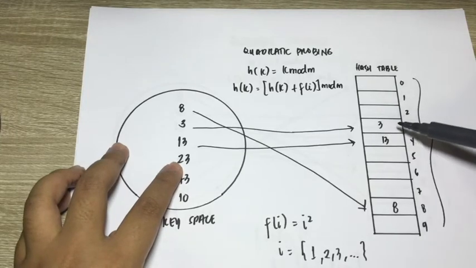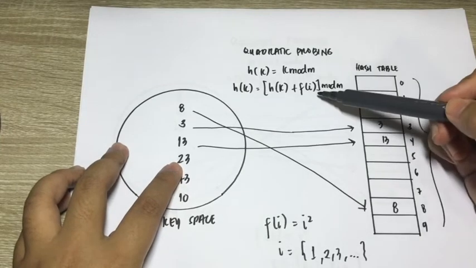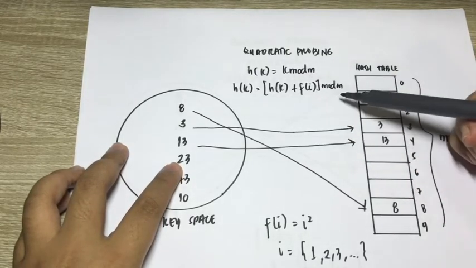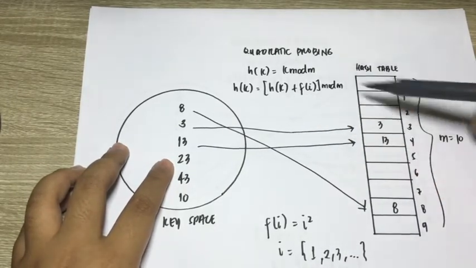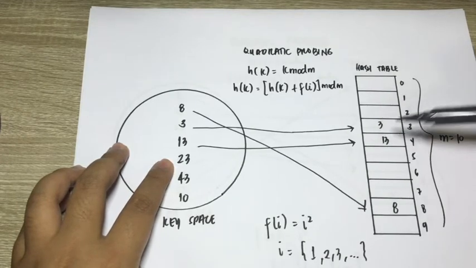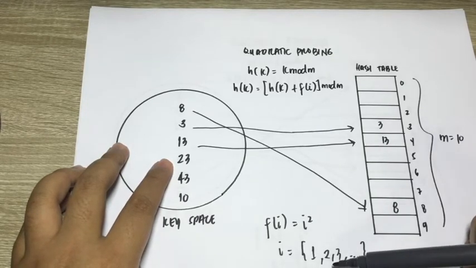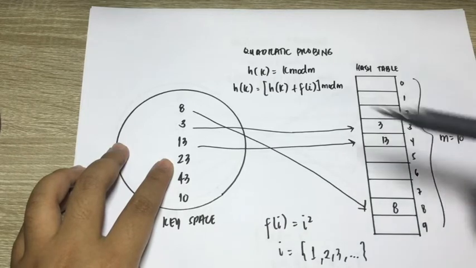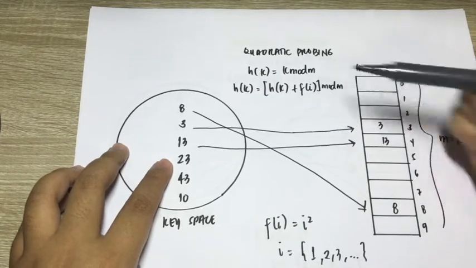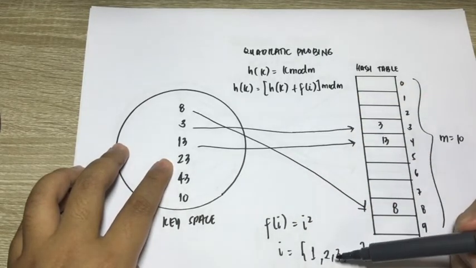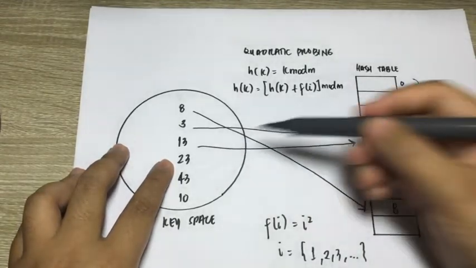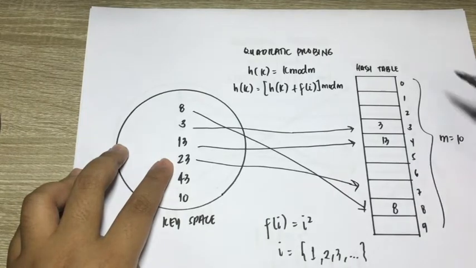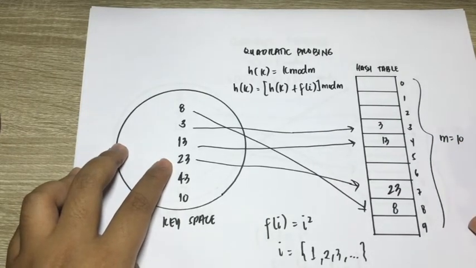However, 3 is already occupied, so we're not going to use 3. Next, we're going to apply the quadratic probing function. So we're going to have 23 plus f of i. Let's start with 1. That will be 24 modulo 10, which will yield a 4. However, memory location 4 is already occupied. So we're going to use i equal to 2 in this case. So we're going to have 23 plus 2 squared, we have 27 modulo 10. Meaning to say, this key, which is 23, will be stored to memory location 7. So this is where 23 is situated.